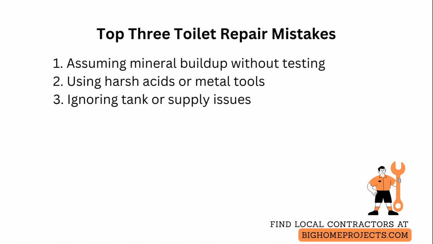Homeowners often assume mineral buildup is the cause when the toilet is slow, but if plunging or augering restores normal flow, the issue was a mechanical clog and not deposits. Test with those tools first.